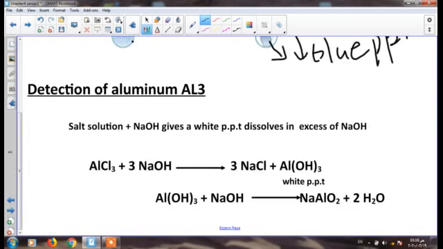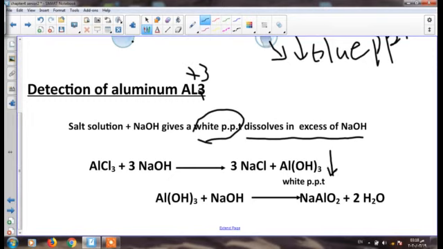Detection of aluminum cation, Al3+. Salt solution, aluminum chloride, plus NaOH gives a white precipitate. This precipitate dissolves in an excess amount of sodium hydroxide. Aluminum chloride plus sodium hydroxide forms sodium chloride and aluminum hydroxide, which is a white precipitate.